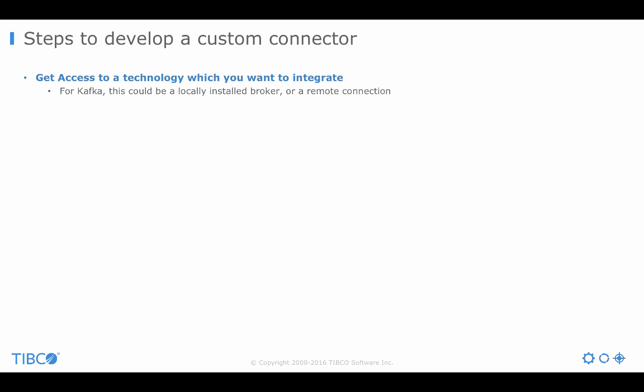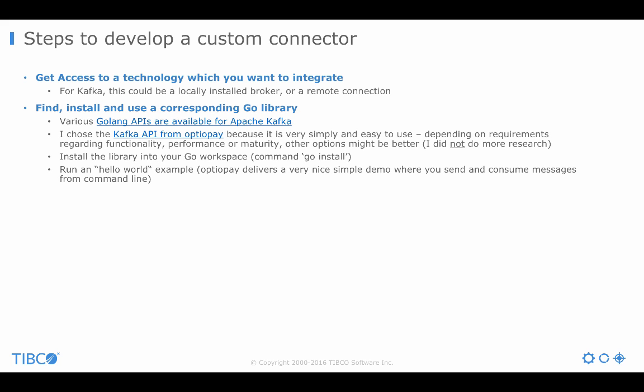First, you have to get access to a new technology, of course. So in this case, I want to integrate with Apache Kafka, so I had to set up my local broker, or of course you can use any cloud service or other remote connection if you have one already for the technology which you want to integrate to. And then, as Flogo is mostly based on the Go programming language, you have to find a Go API.